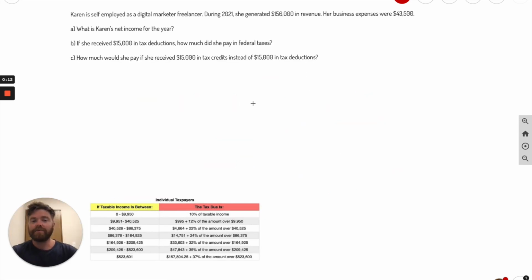Okay, so in this next problem here, we're going to be going through a self-employed digital marketing consultant. So she's actually going to generate business income here. And so it's going to be taxed a little bit differently. Go through a few different pieces of this problem. So during 2021, Karen, she's self-employed. She generated $156,000 in revenue. Now, she also had business expenses that you can see here of $43,500. We're going to use this number. Let's first figure out what's her net income for the year.